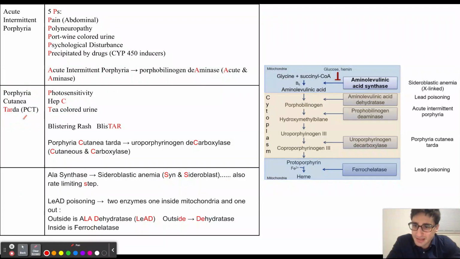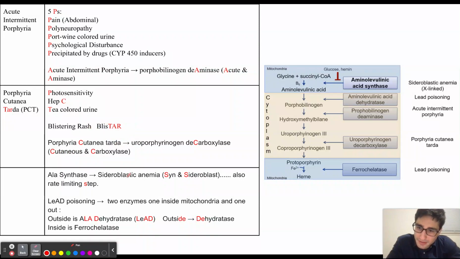Now, this disease can cause a blistering rash. And a quick way that you can remember that a blistering rash is associated with porphyria cutanea tarda is by using this mnemonic, blister. So TAR to help you remember that porphyria cutanea tarda is going to be associated with a blister. So make sure to associate TAR in blister with tarda.